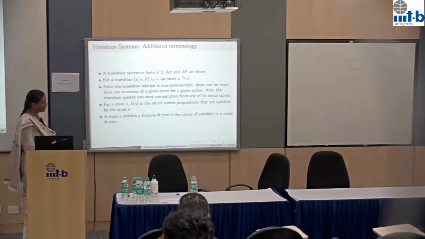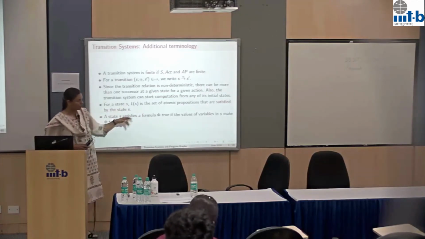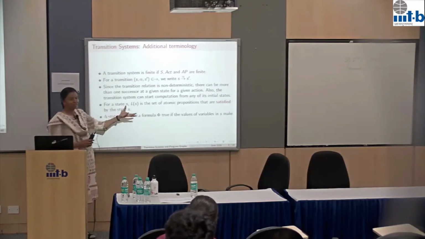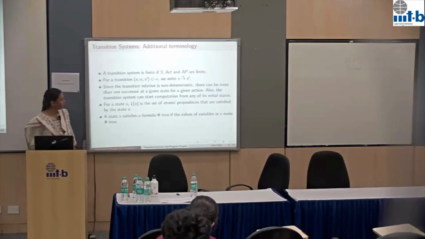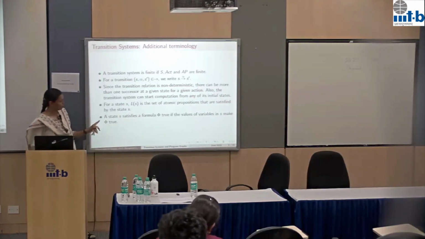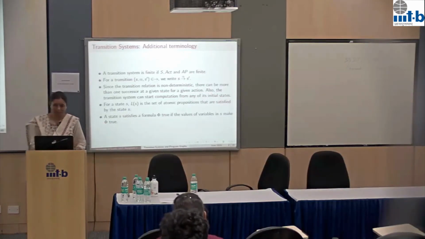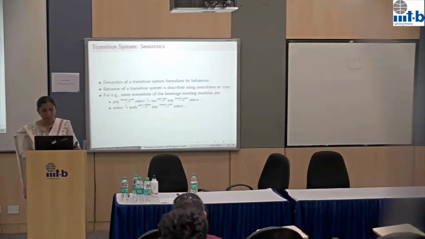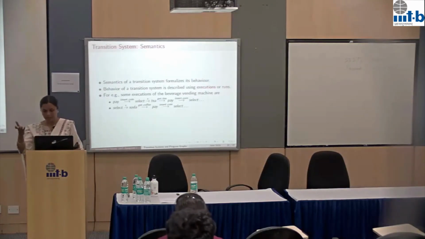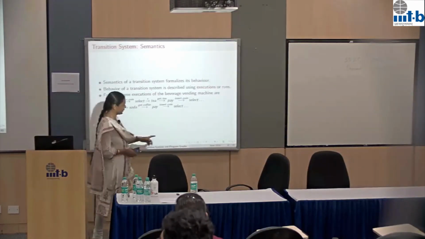So for a particular state, we know which are the propositions that are true in that state. So we call them in logic terminology satisfied at that state. So we say a particular state satisfies the formula if the propositions in that state make the formula true. So we'll see what a formula looks like tomorrow. So what does the semantics do? Semantics is basically a run or a behavior. So in automata theory, we call these things a run.